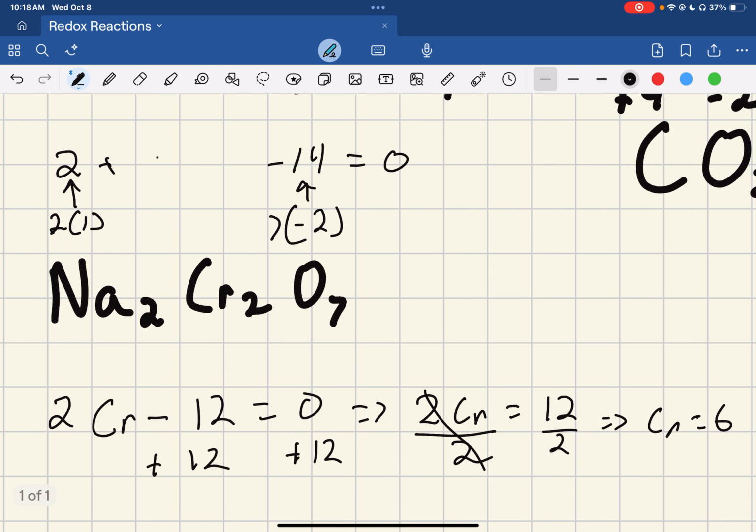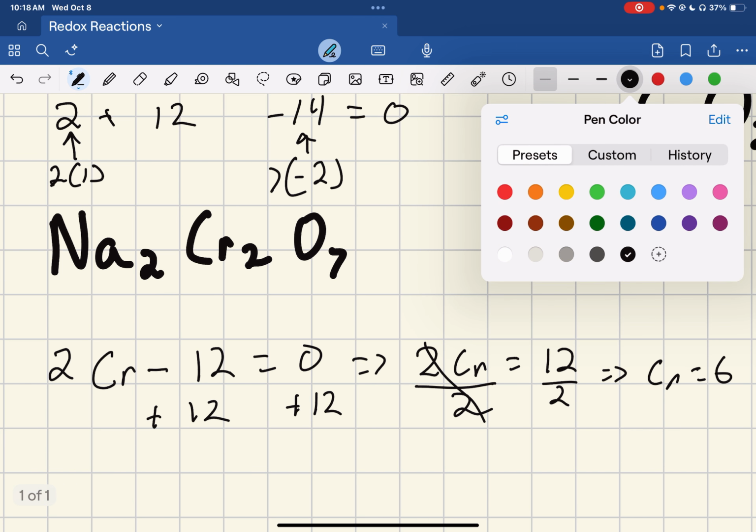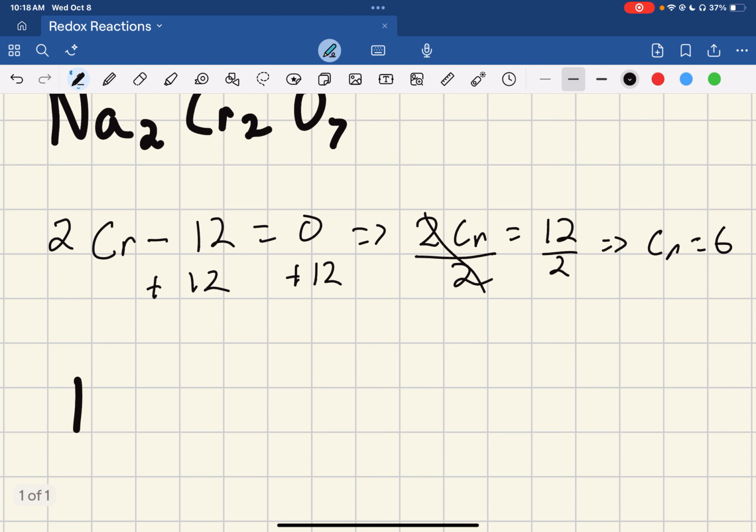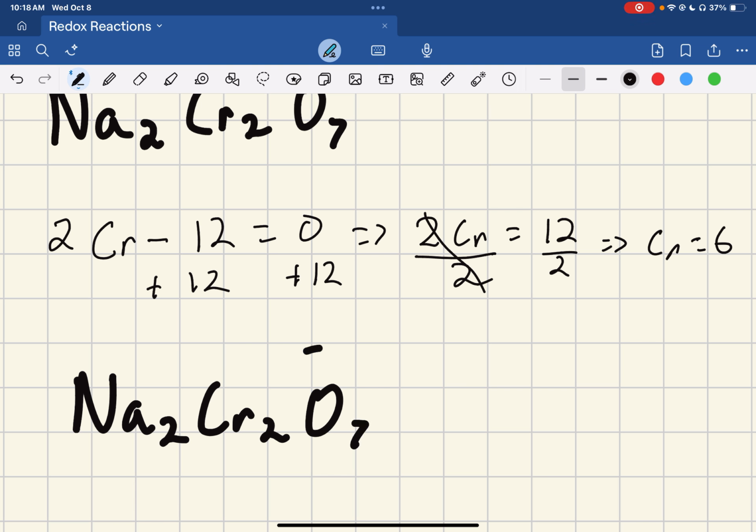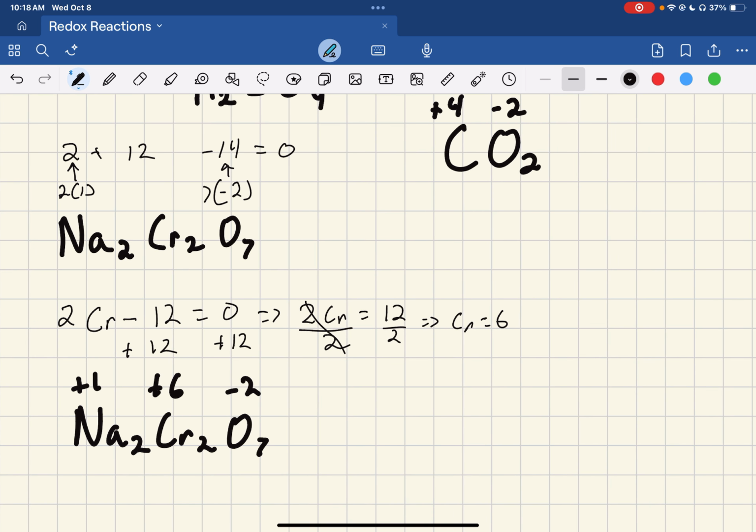Now, because there's 2 of them, that's going to be the same thing as saying positive 12. And when I go to add all of this stuff up, it will give me 0. So the oxidation numbers for each of these, just like we said before, for sodium chromate Na2CrO7 is going to be -2, +1, and lastly, but not leastly, +6. And just like that, ladies and gentlemen, that's how you figure out oxidation numbers or how to assign oxidation numbers for molecules.